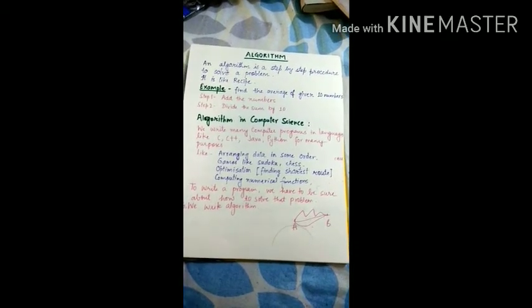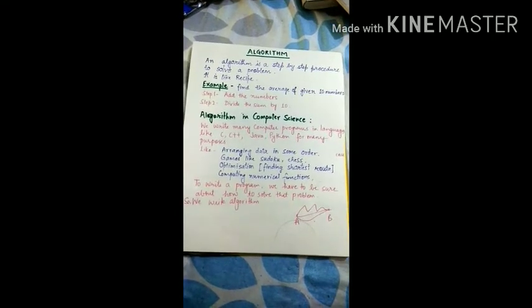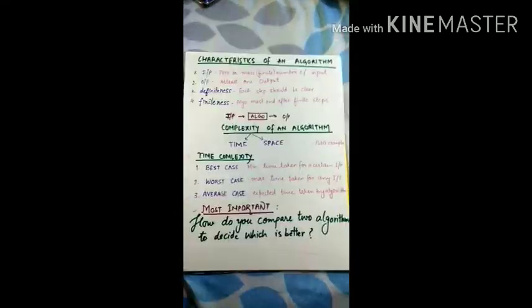And if you want to write a computer program, you must be sure what is the procedure, or what are the steps you would follow in that computer program. So we should write an algorithm.